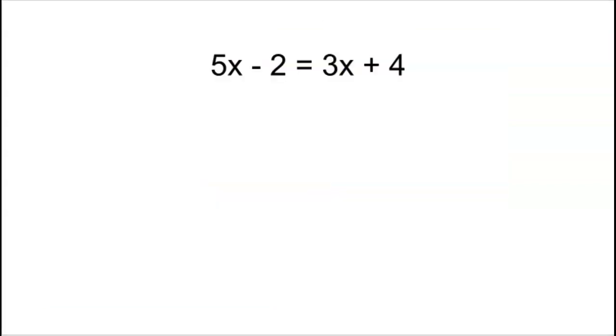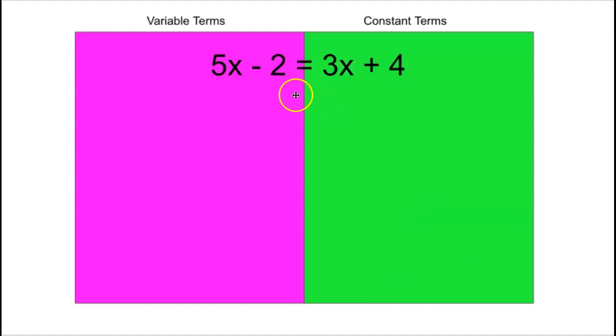Okay, let's do another equation. So we have 5x minus 2 equals 3x plus 4. For this one, we have variables and constants on both sides of the equation. So I'm going to go ahead and color code this one again. I'm going to collect all my variable terms on the left side of the equal sign and my constants on the right side. So let's start with our variables. I'm going to draw my wall.